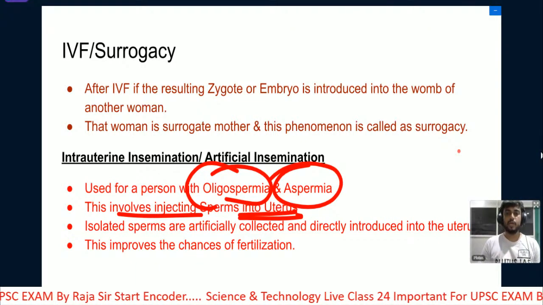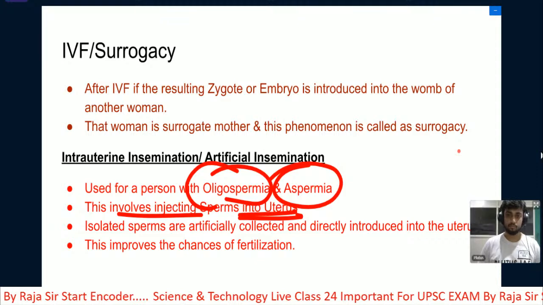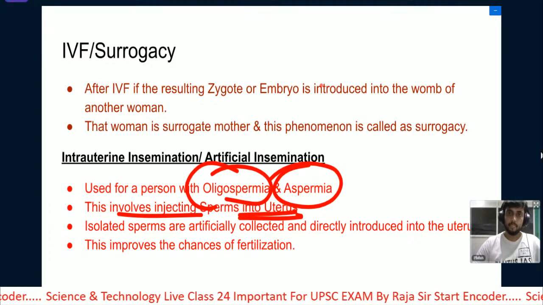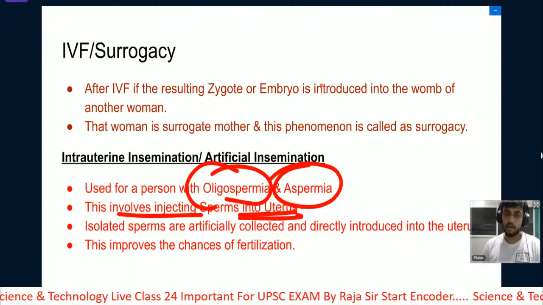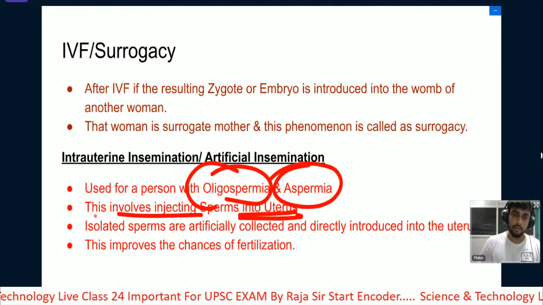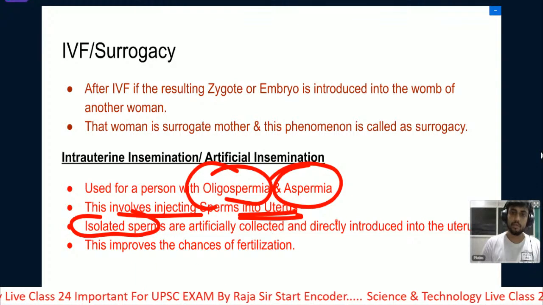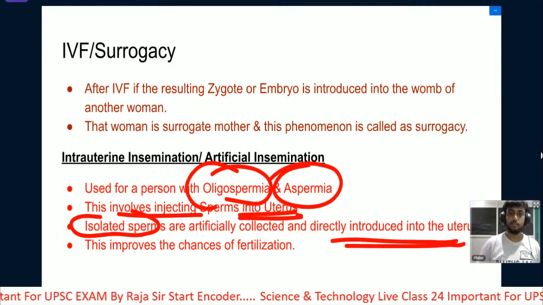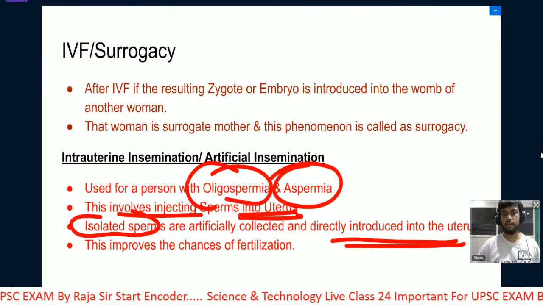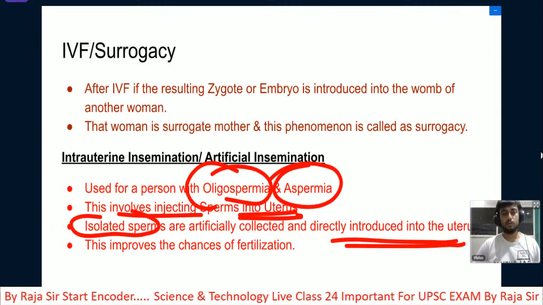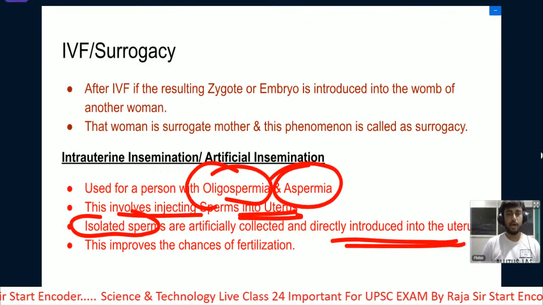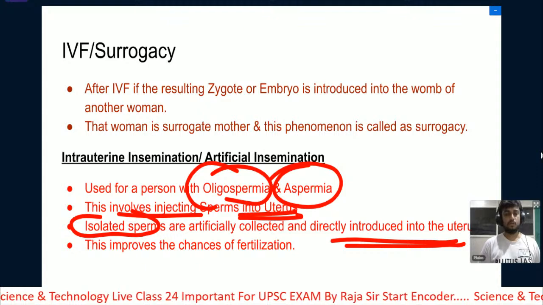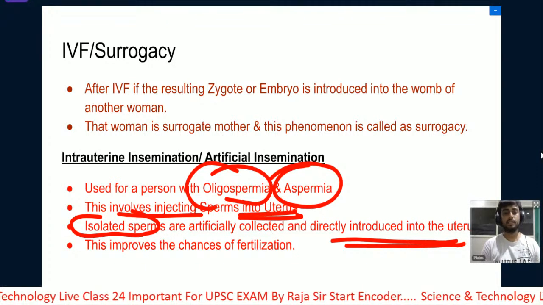Now the isolated sperms, we can also do one thing, because these sperms are less in the count, we can capture the isolated sperms and we can directly introduce them to the uterus. Okay, the chances of fertilization will increase. So this process is the artificial insemination, okay, or the intrauterine insemination.